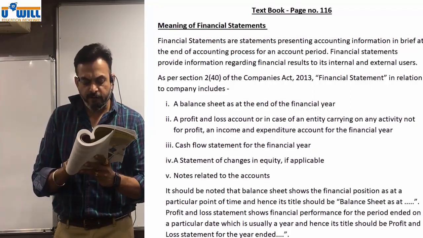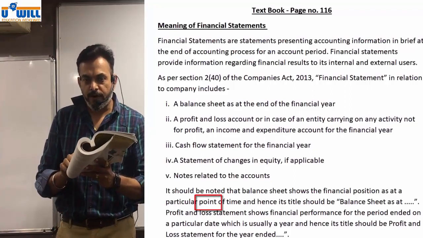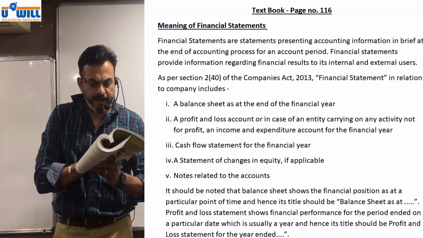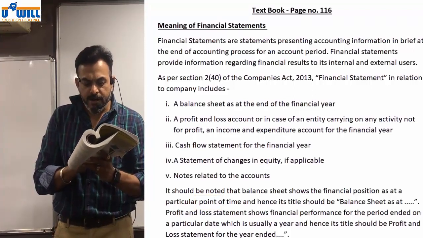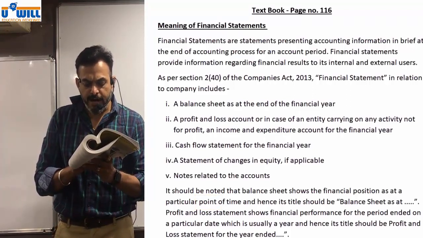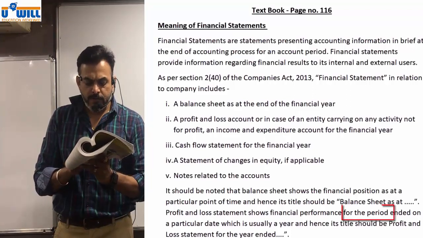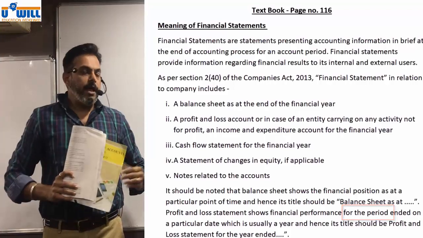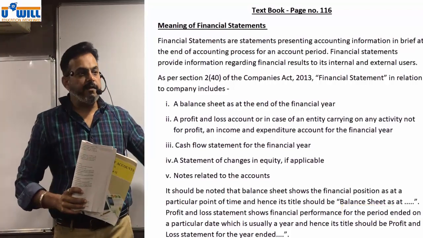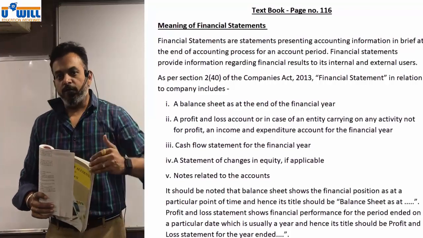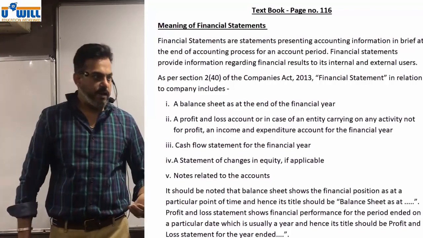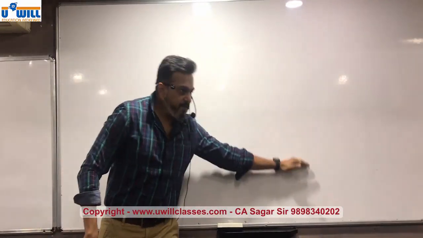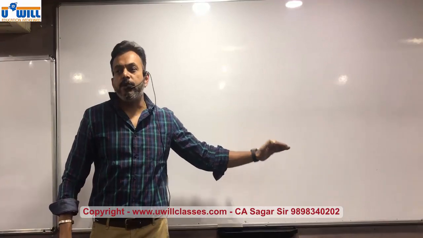Balance sheet shows the financial position at a particular point के ऊपर box, and profit and loss statement shows financial performance for the period ended on particular date, which is usually a year. तो इसमें for the period को box बनाओ, period को box बनाओ. And that is why it is said that balance sheet is a point statement, whereas profit and loss is a period statement.